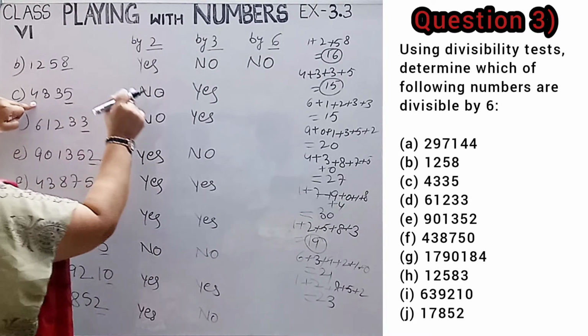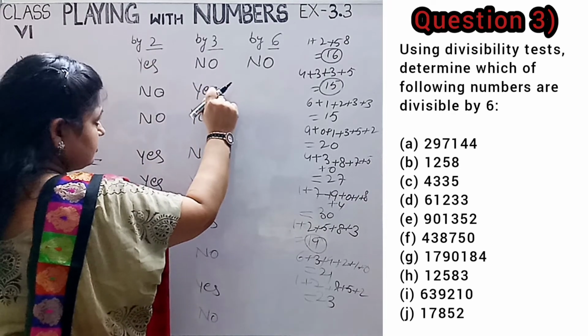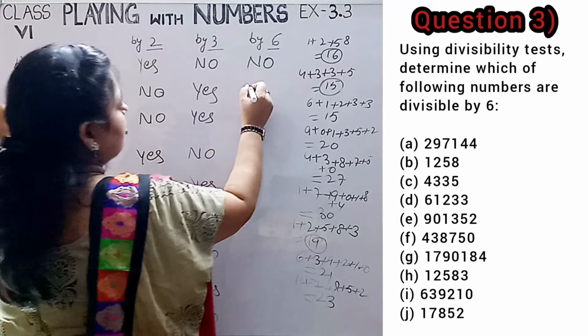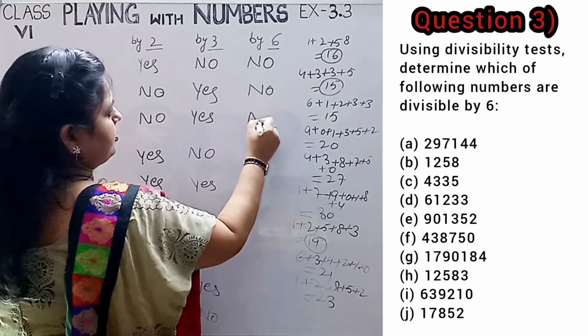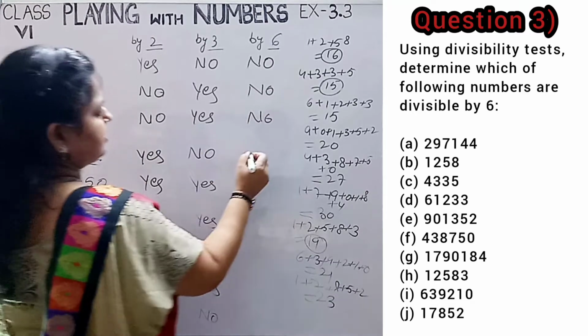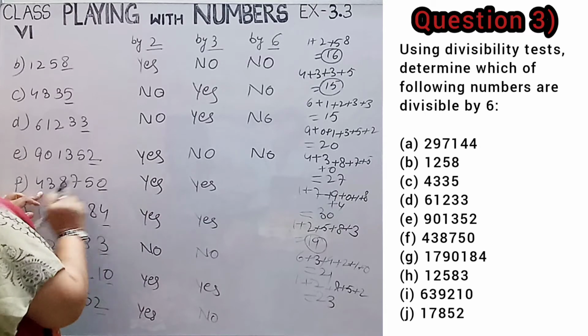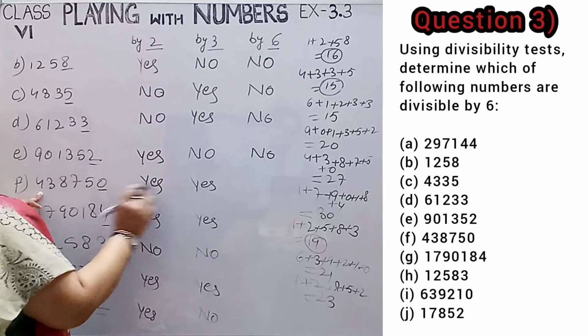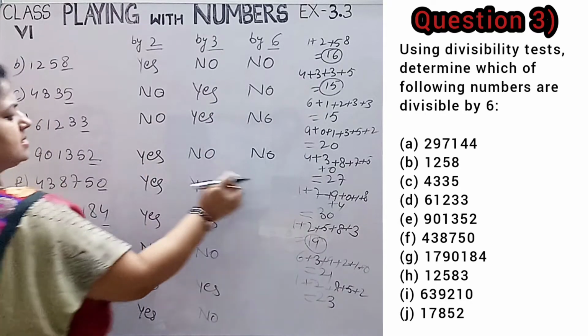4335 is not divisible by 2, but this is divisible by 3. So this number is not divisible by 6. So here no, yes, it means no. Yes, no, it means no. Here we have 2 yes, it means this number is divisible by 2 and also by 3. It means yes, this number is divisible by 6 also.